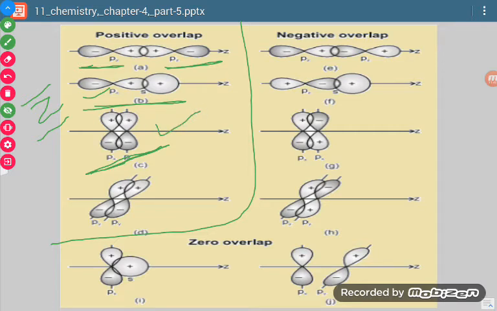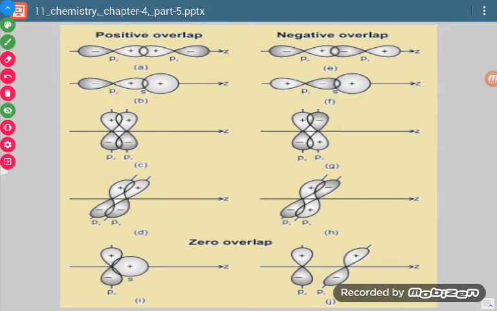This is for the x-axis and this is for the y-axis, meaning one is for px, another is for py. This was for pz and this was for s. Okay. So what we have seen here is that when the lobes of similar sign overlap with the lobes of similar sign, then there is positive overlap. Now in negative overlap, when the opposite sign lobes interact with each other and there is overlapping, then we say it is negative overlap.